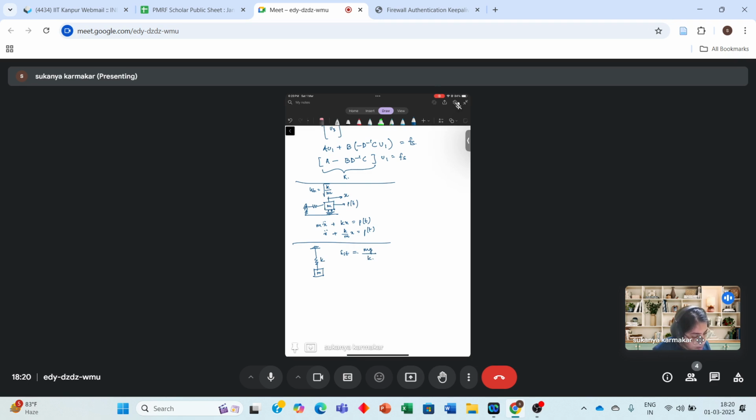Now what they are doing, since by definition we know omega n is the square root of k by m, let's just substitute it here. With this, you know that k by m is g by delta static. So omega n is the square root of g by delta static. Is this the expression which you were referring to? Yes, ma'am, this is the expression.